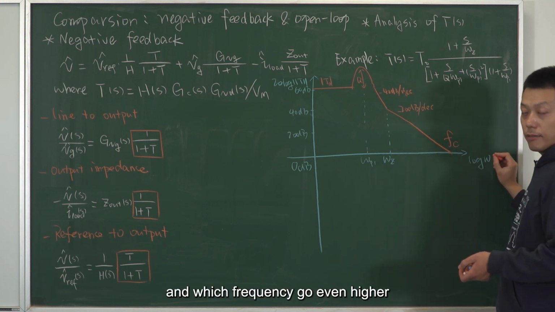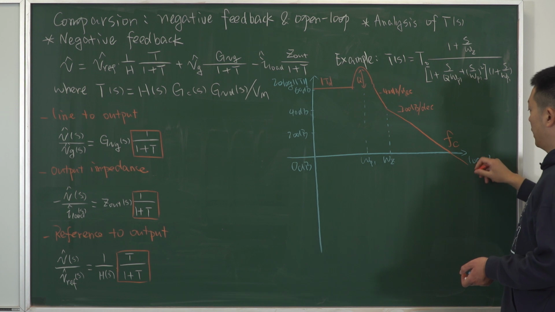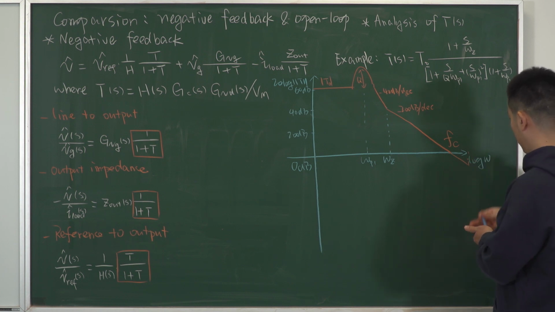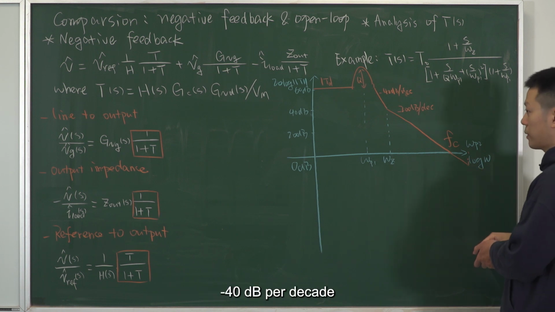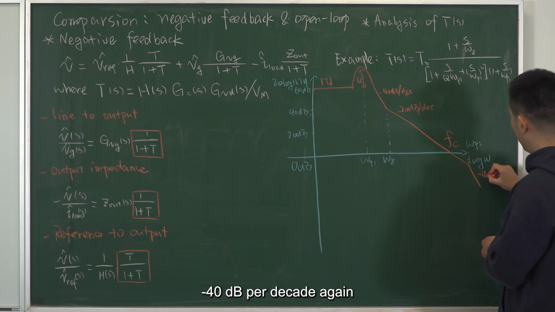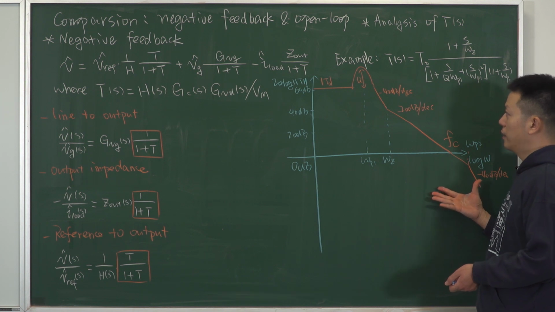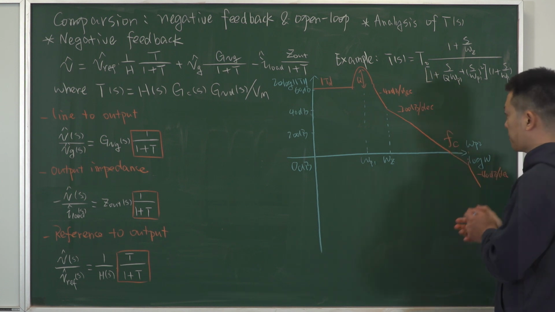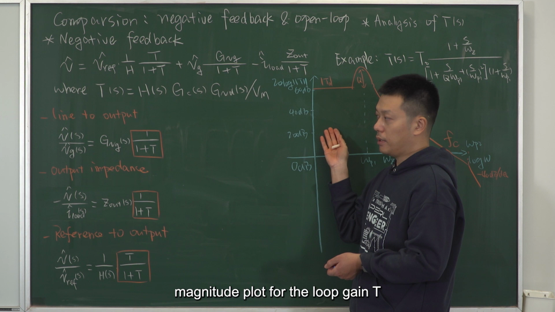And with frequency going even higher, it goes on to decay at minus 20 dB per decade until we reach a high frequency pole at omega p2. This pole will enforce another slope change, so it goes to minus 40 dB per decade again. So that is the complete magnitude plot for the loop gain transfer function for such an analytical expression. Since all those three terms contain T, we have obtained the magnitude plot for the loop gain T.